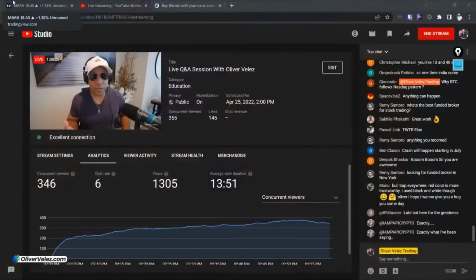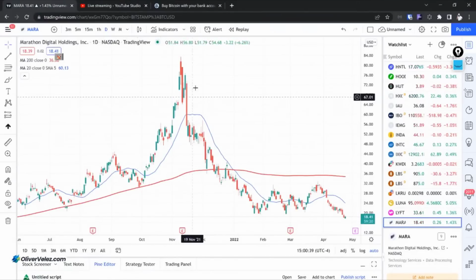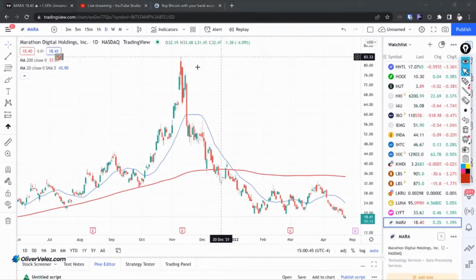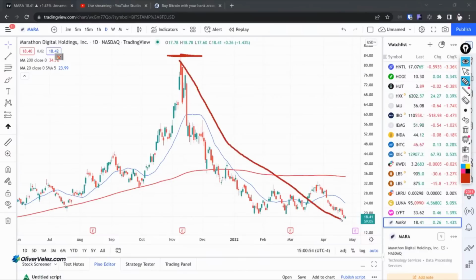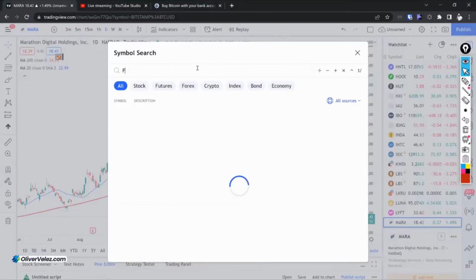Many things have already crashed. Let me show you this. This is important. A lot of people tend to miss these things, but we have already crashed. Do you understand? So take a look at this. We were just looking at Mara. This is what percentage of a crash? 85 to 18. What percentage is that? It's crazy, right?